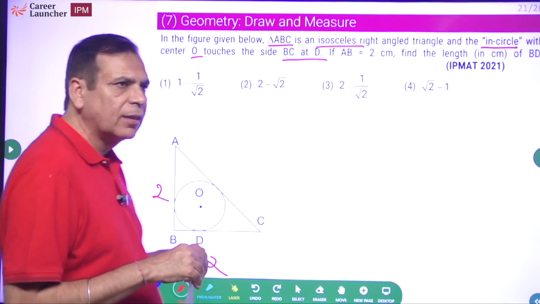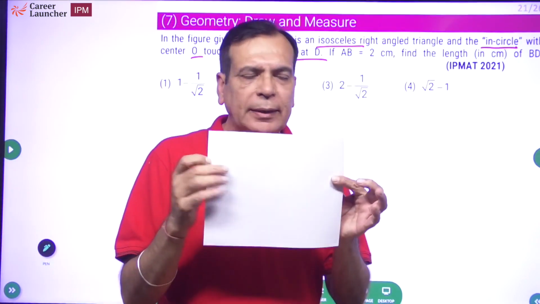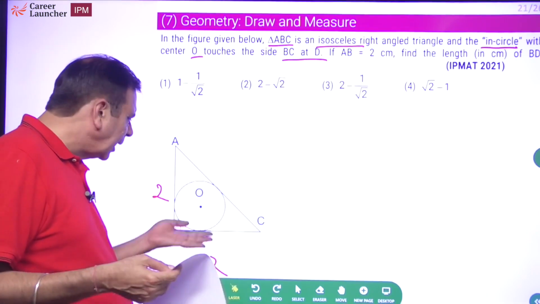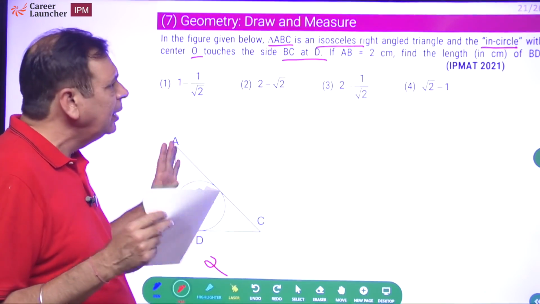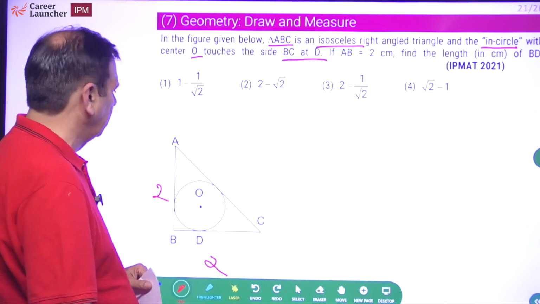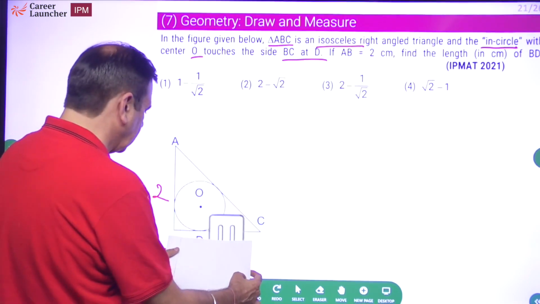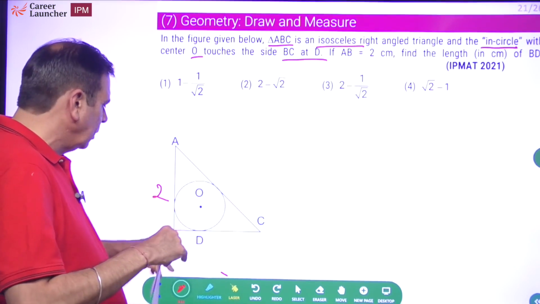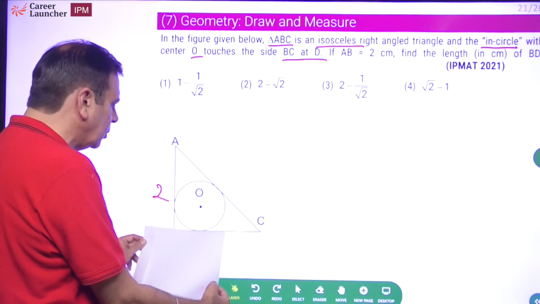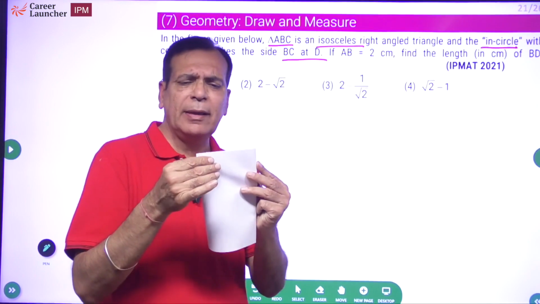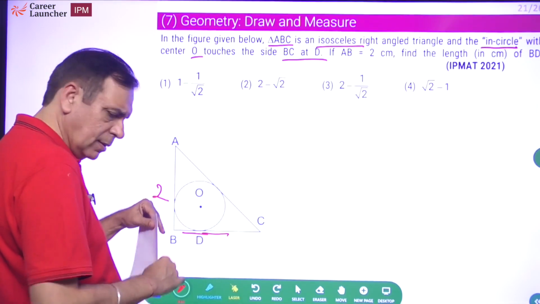As far as the figure is concerned, for me, this is 2 centimeters and both AB and BC are 2 centimeters. And the circle will come out fine, otherwise it wouldn't. So what does it mean? Figure is to scale. What do I need to find? I need to find BD. Please look at this figure. We have already calculated 2 centimeters. This is 2 centimeters, right? So, on the rough sheet, take half of it. 1 centimeter came.